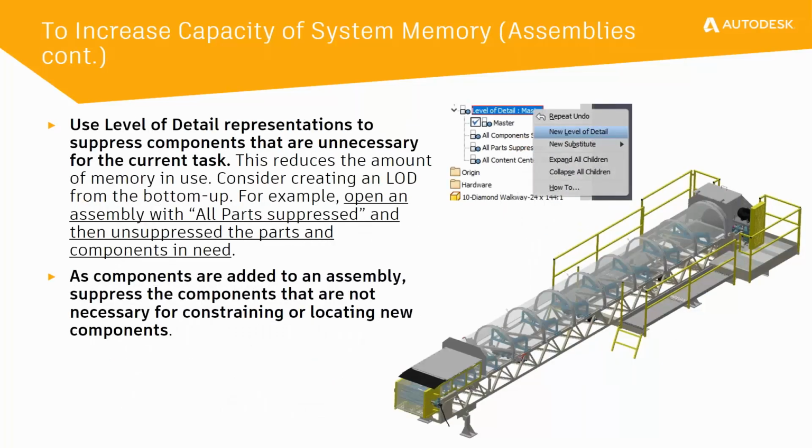And again, inside of assemblies, use level of detail representations to suppress components that are unnecessary for the current task. So this is really good when working inside of the assembly environment to try and minimize the amount of resources that your system's using. An example of this is to open an assembly with all parts suppressed and then unsuppress the parts and the components where needed. And this can help remove or reduce the amount of memory in use. In this case, as components are added to an assembly, get in the habit of suppressing the components that are not necessary for constraining or locating new components as well.